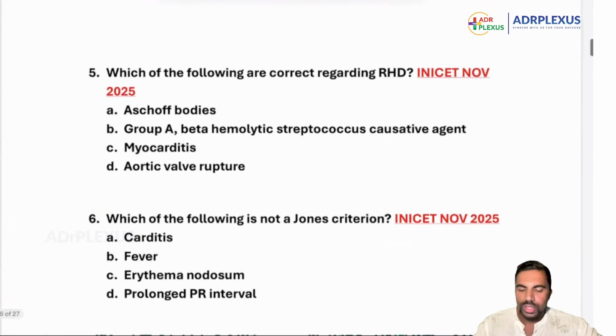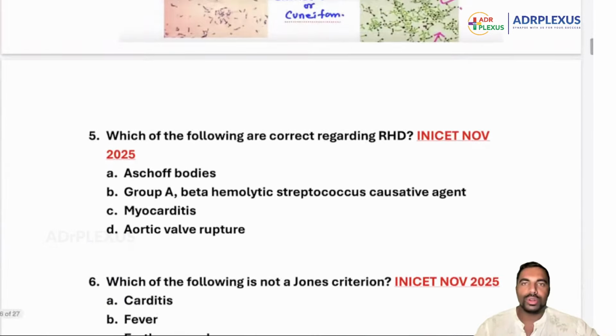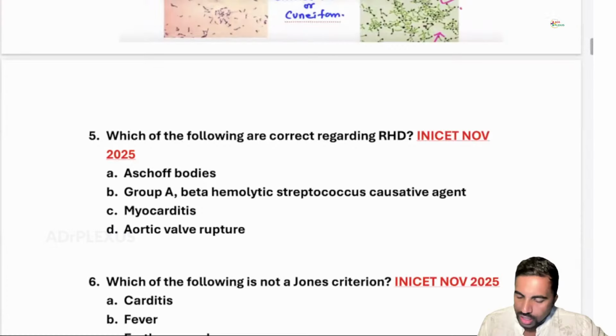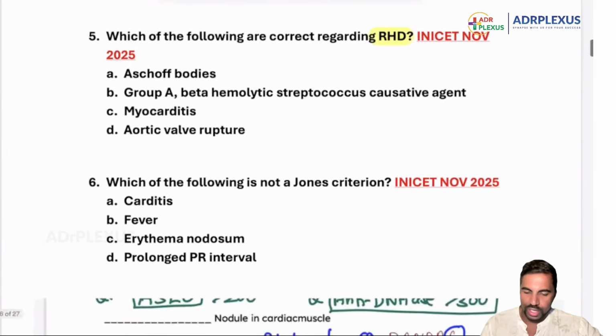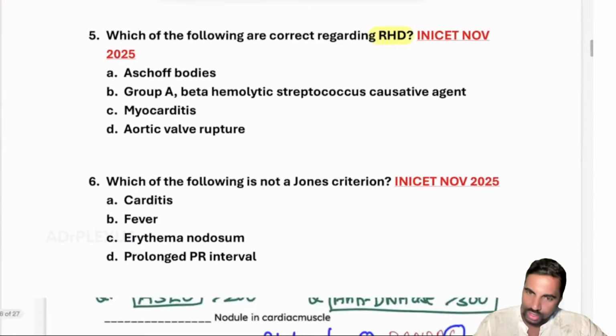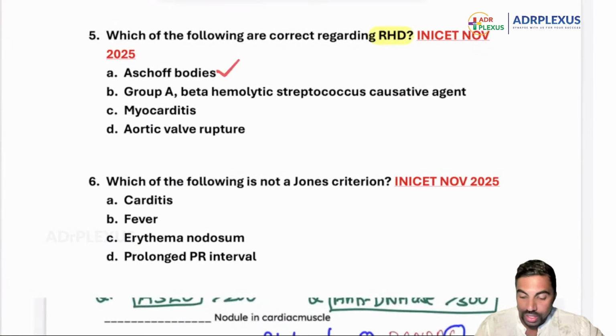Next one, fifth question. We are in bacteriology now. Which of the following are correct regarding rheumatic heart disease? That's rheumatic fever they've asked mostly, if I'm not mistaken. So that is basically Jones criteria. Before going to Jones criteria, Aschoff body, yes, we discussed it. Aschoff body is standard. Group A beta-hemolytic streptococcus causation, yes, definitely.